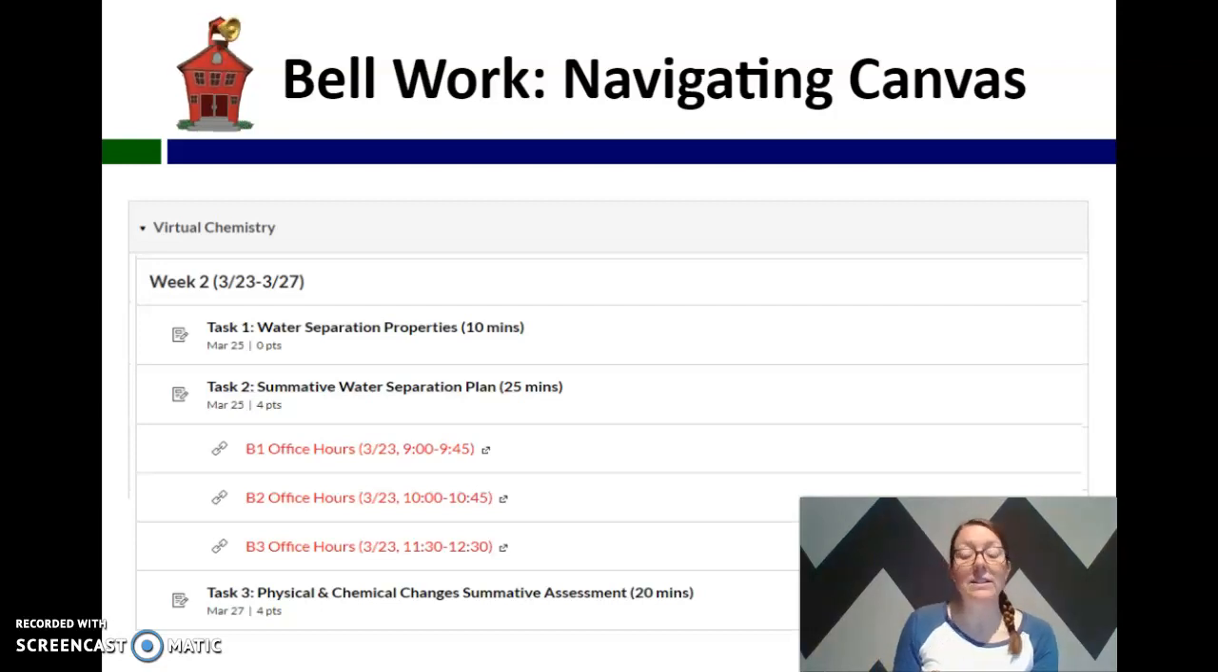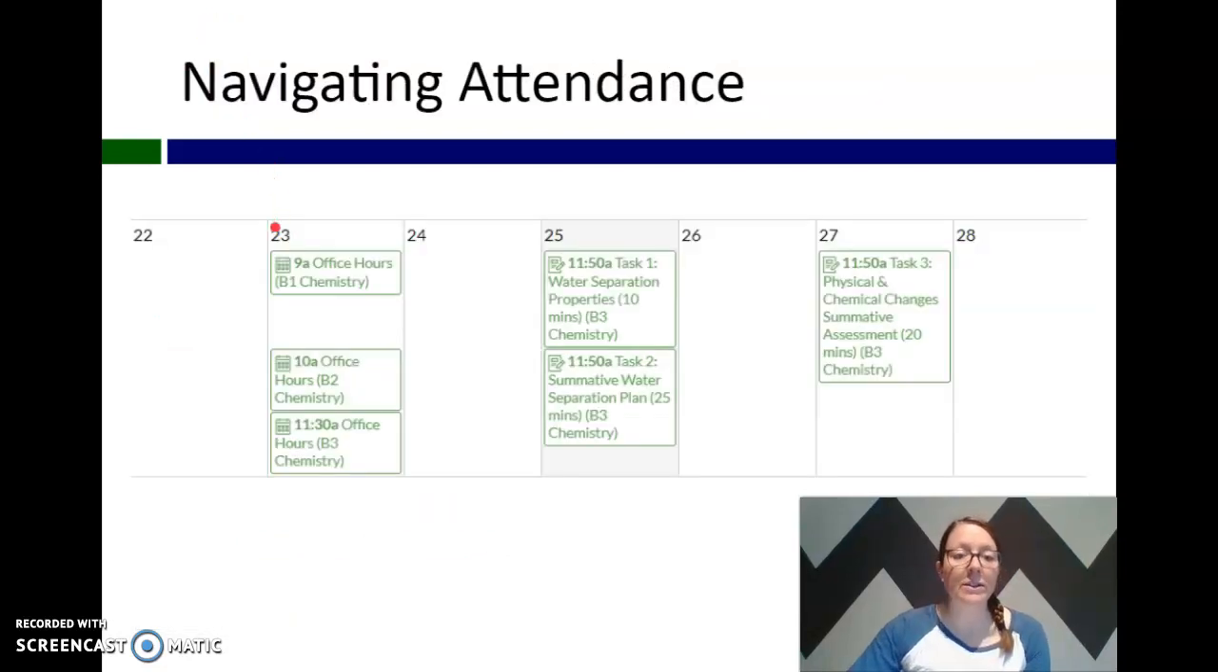Now, how to take attendance, I'm going to show you this same week, week 2, in the calendar view. So here is the 23rd, that was a Monday, and then we have our Wednesday class and our Friday class. So this is a snippet from a student who's in B3. I know that because of this, the due date time is when third hour begins. So in order to be marked present for the 23rd, you would need to submit these tasks by the start of class on the 25th.